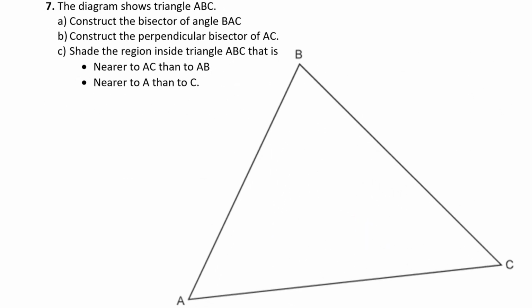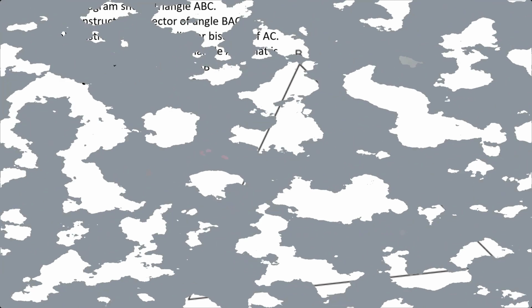The diagram shows triangle ABC. Construct a bisector of angle BAC, then construct the perpendicular bisector of AC, and then shade the region inside triangle ABC that is nearer to AC than to AB, and nearer to A than to C. So we need a straight edge and compass for this, so let's get busy with that then.